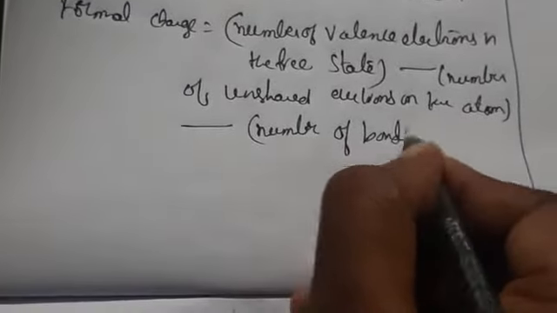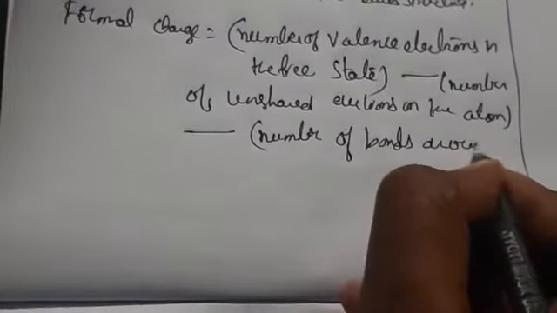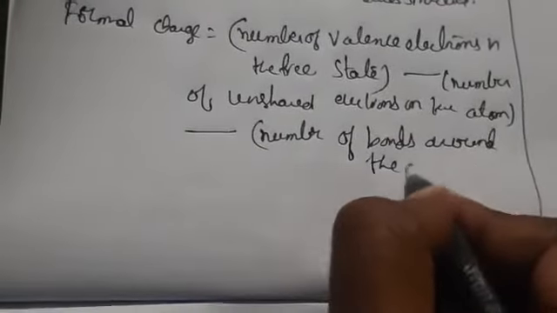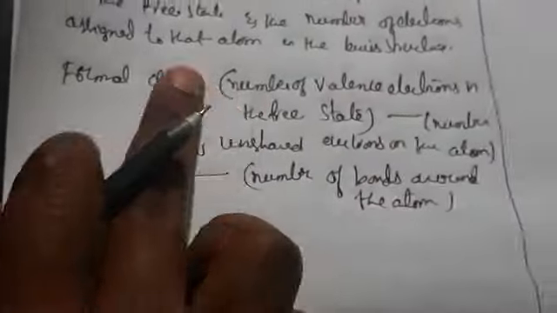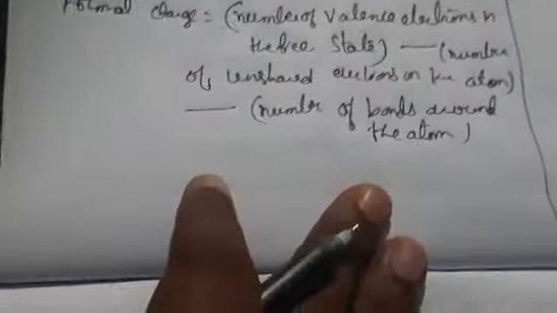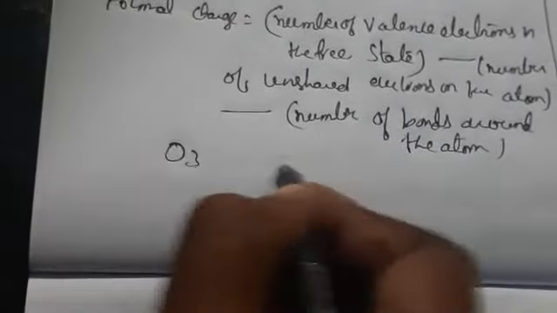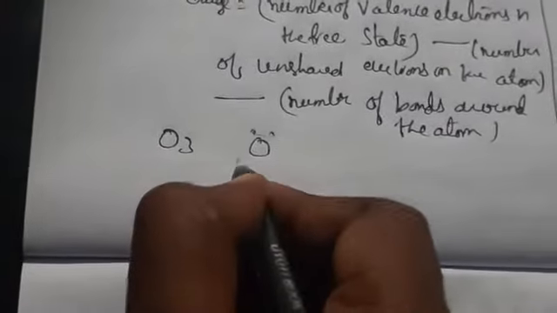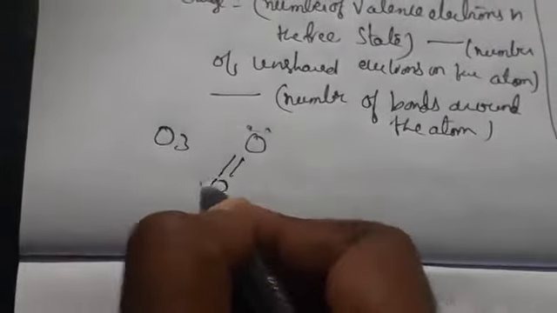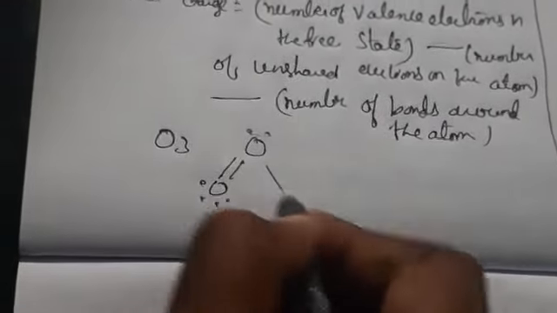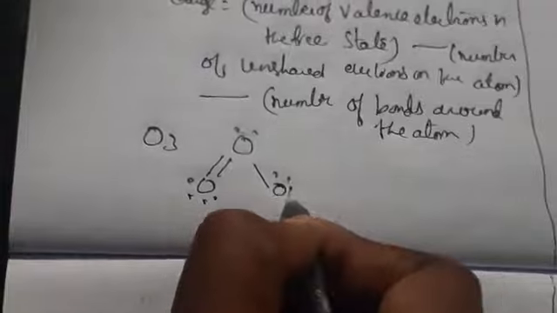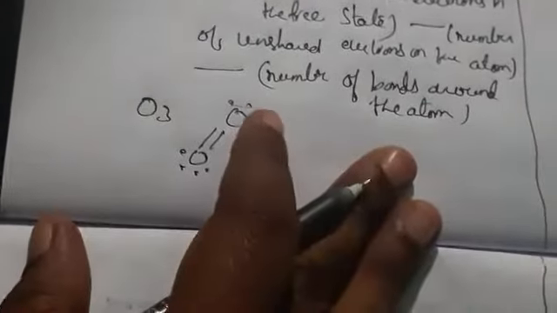Number of bonds around the atom. So this is nothing but the formal charge of a polyatomic molecule, how we are representing. So now let us consider ozone, O3. The structure is like this. This is the structure we are writing.